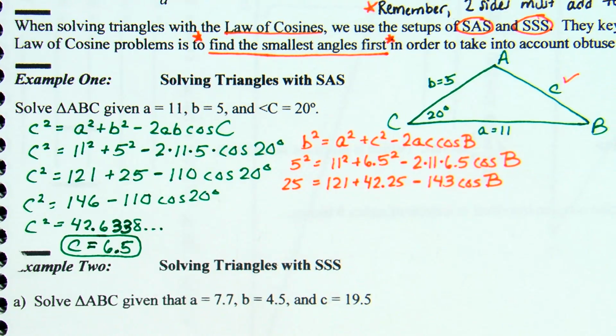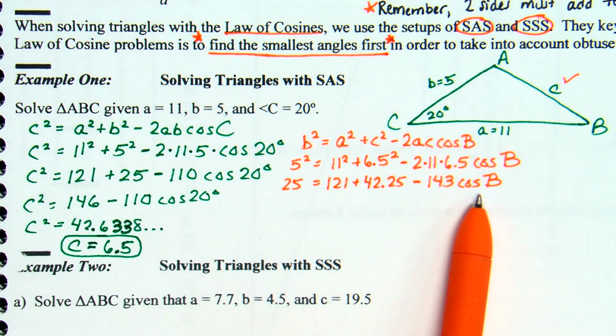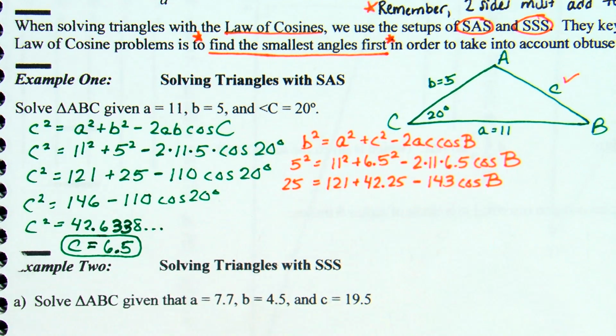No, we need to place 143 cosine B on the left side. Essentially what has to happen is this cosine B has to become by itself, right? And yes, eventually we are going to use inverse, because if it's cosine B, to get B by itself we're going to have to use inverse. But we can't do it yet because we have to get cosine B by itself.